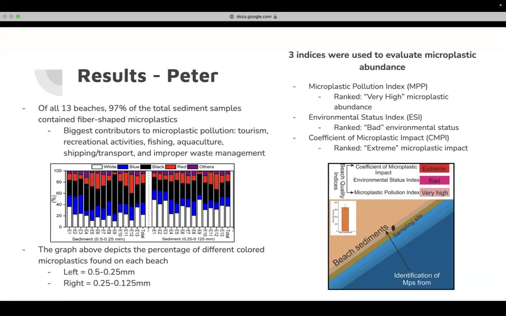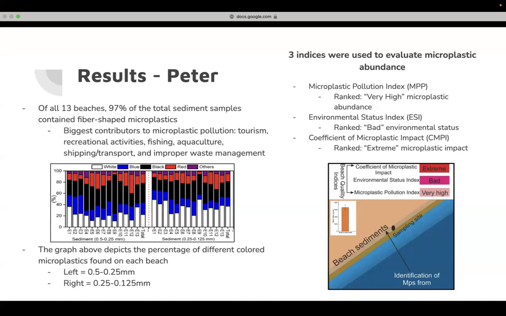The graph above depicts the percentage of different colored microplastics found on each beach. The graph on the left shows sediment collected from 0.5 to 0.25 millimeters, and the graph on the right depicts sediment collected from 0.25 to 0.125 millimeters.